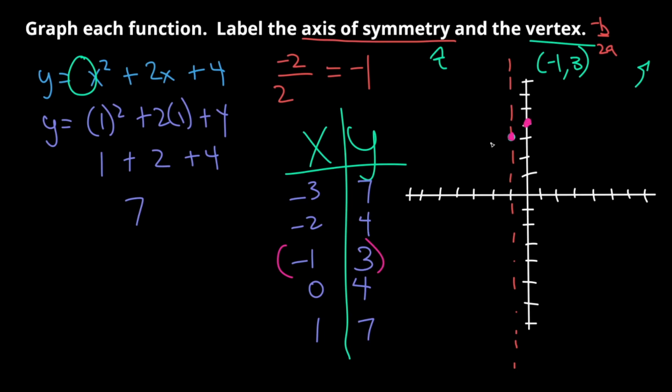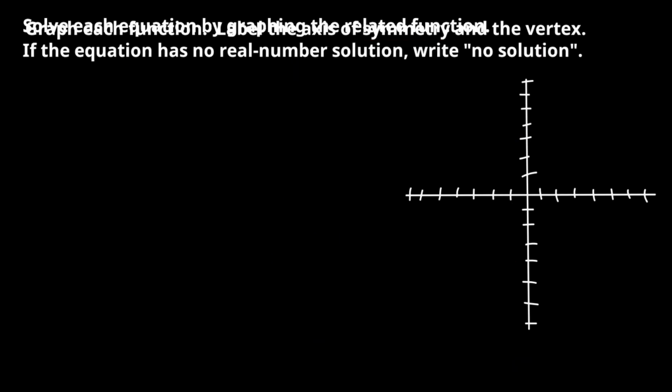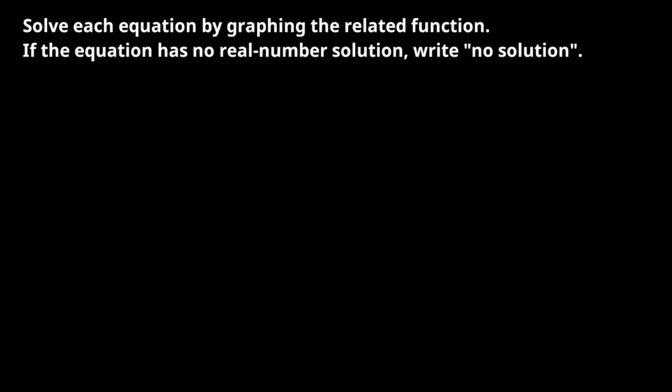Negative 2, up 4. Then we have negative 3, 7. So we have 1, 2, 3, negative 3, up 7. 1, 2, 3, 4, 5, 6, 7. Something like that. Then we have 1, 7. It goes up 7. Something like that. Then we just connect the dots. And our graph looks something like this. We have the vertex and the axis of symmetry. All right, we're getting close to the end here.